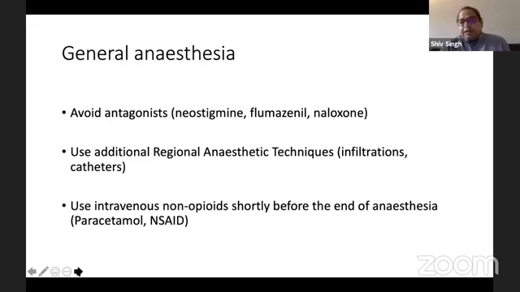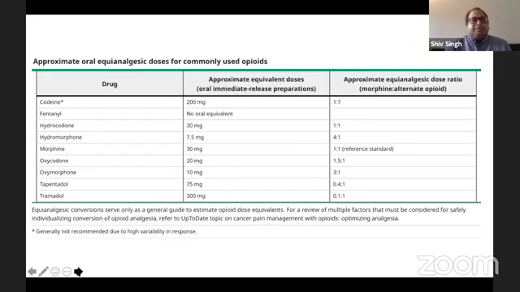So using clonidine or alpha-2 agonists are good for preventing withdrawal. Use of paracetamol, intravenous non-steroidal drugs, use of magnesium, lignocaine infusions. These all can also be used in these cases.